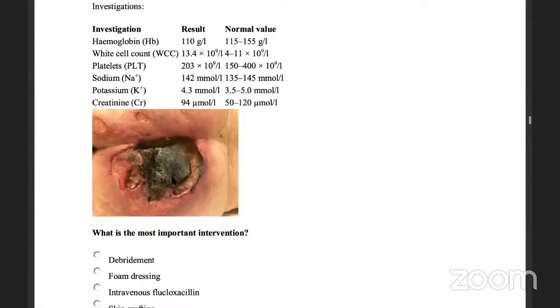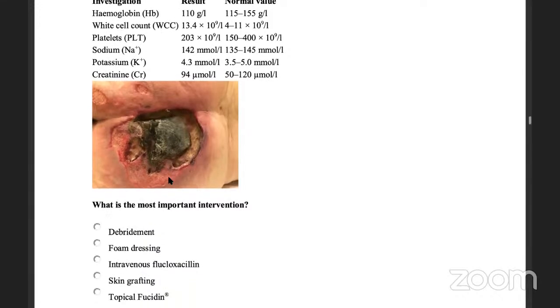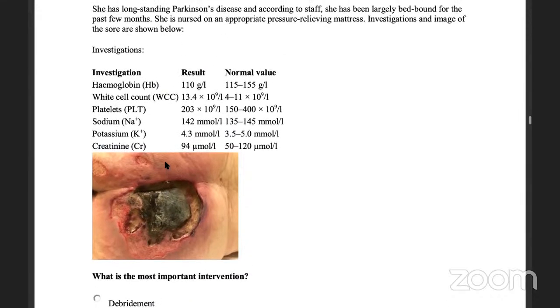This one we solved in our group. I see this picture. Well, what is the most important intervention? Debridement, foam dressing, intravenous fluid, skin grafting, topical phosphoric acid. Debridement. Necrotic tissue is present.